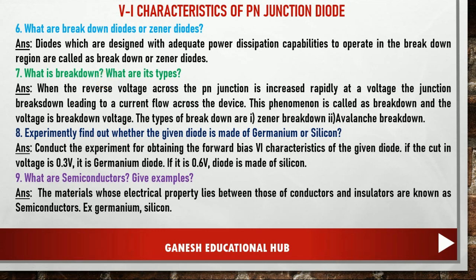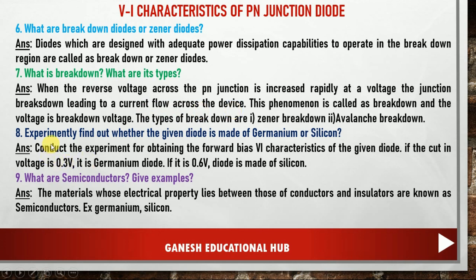What are its types? So here, when reverse voltage across the PN junction is increased rapidly at a voltage, the junction breaks down, leading to a current flow across the device. This phenomenon is called a breakdown and the voltage is breakdown voltage. The types of breakdowns are Zener breakdown and avalanche breakdown.